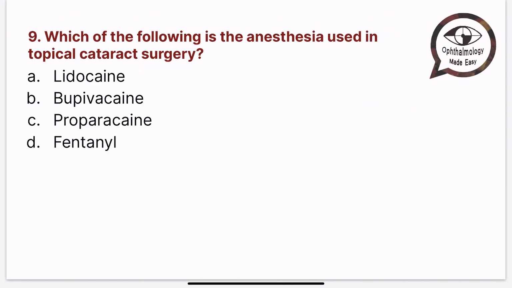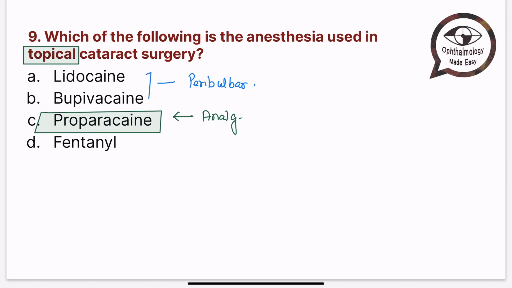To the last question, which is which of the following is the anesthesia used in the topical cataract surgery? And remember, when they asked about the peribulbar block, the lidocaine and the bupivacaine, they are responsible for the peribulbar block, but here they have asked about the topical cataract surgery. So for topical cataract surgery, we use proparacaine. So here there is analgesia, but there would be movement of the eyeball, so the patient should be attentive. But when you are giving a peribulbar block, it also gives the analgesia as well as akinesia.